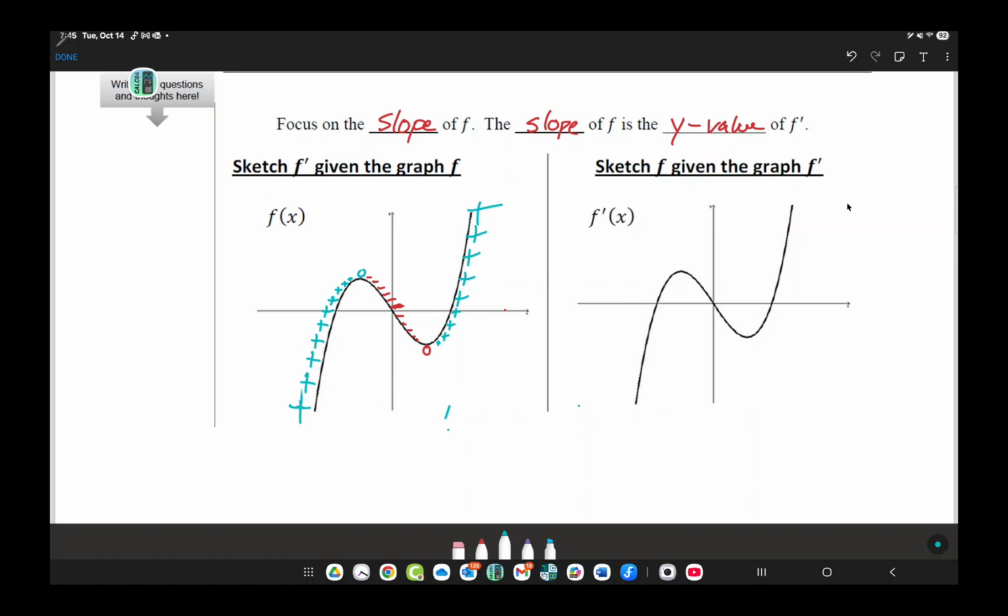Now, two of the most important things on here is where we have zeros. Because where we have those zeros, that's where the derivative will cross the x-axis. That's where the derivative is equal to 0. Again, the y value for the derivative is the slope. So when the slope is 0, that's where the derivative is 0.